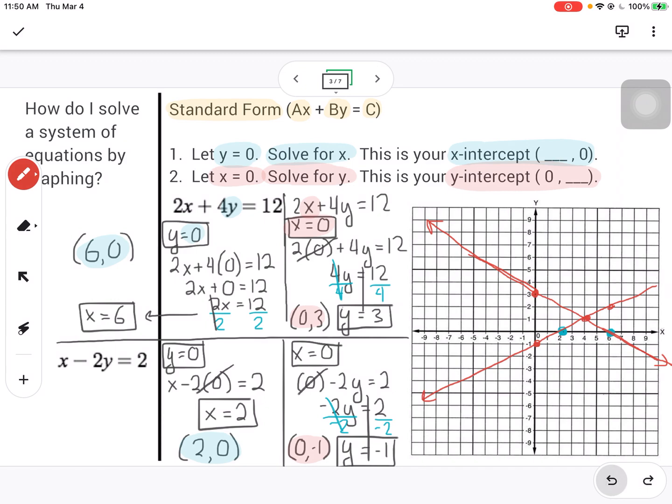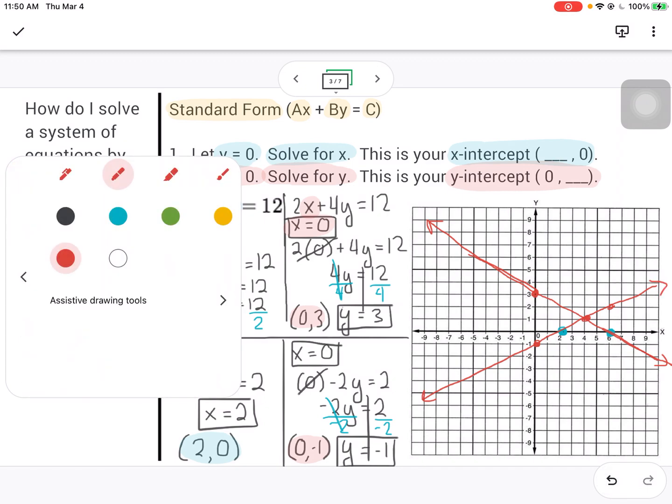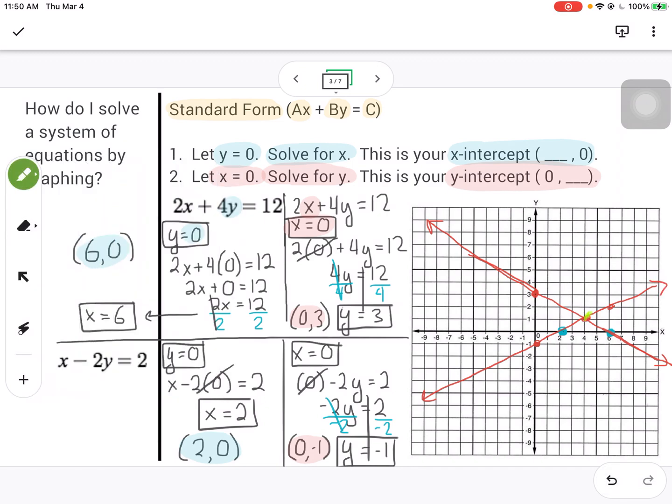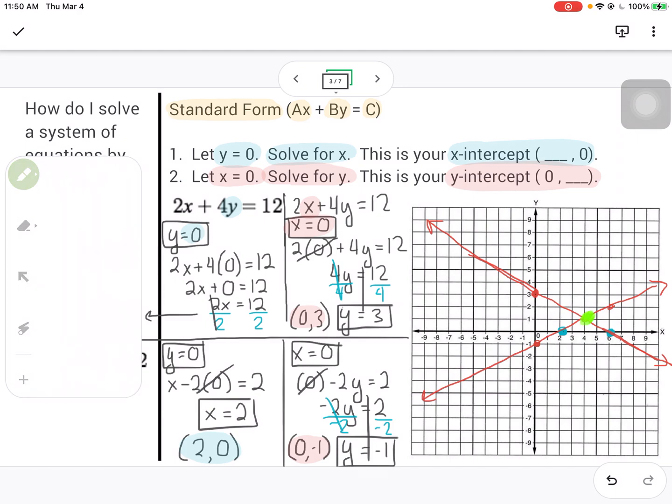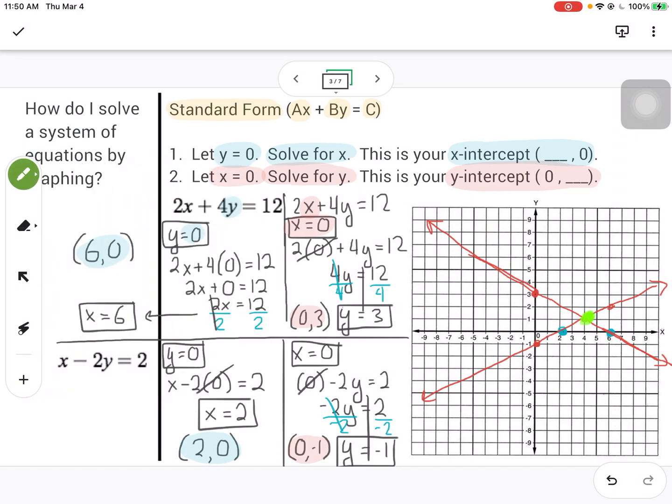But anyway, our solution to this problem is this point where they cross each other. We have one solution that would make both equations true, and that is the point 4, 1. X equals 4, y equals 1.